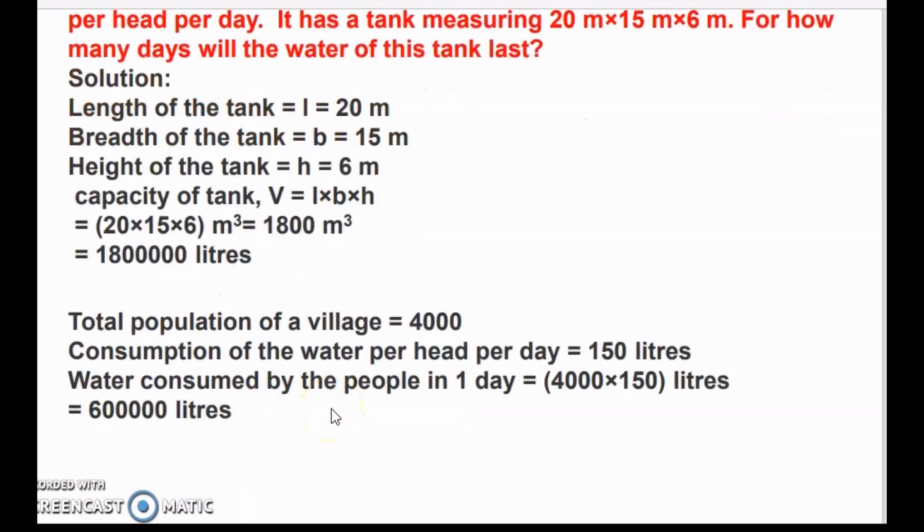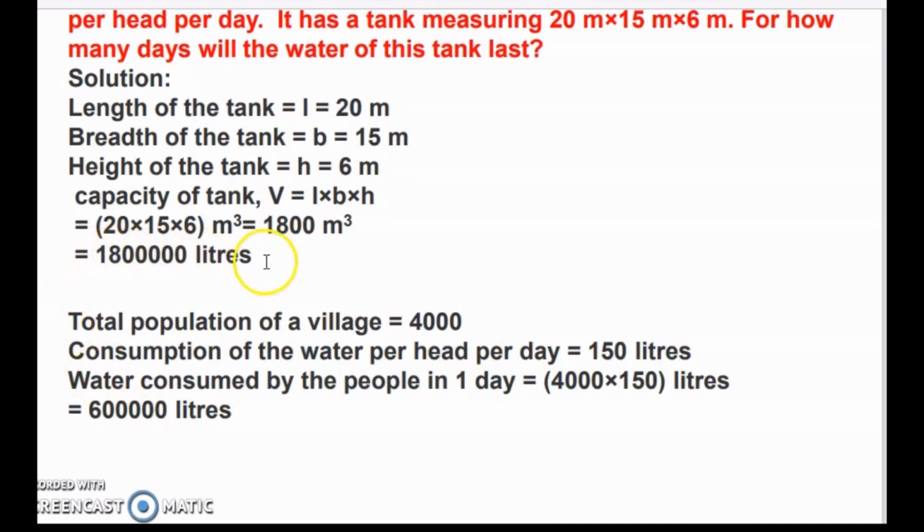So next step will be, the total population is given 4,000. Now one person needs 150 liters in one day. So if one person needs 150 liters, then 4,000 people will need 4,000 into 150 liters. So this one, when you evaluate, you will get it as 600,000 liters. Volume of water that is required in one day.